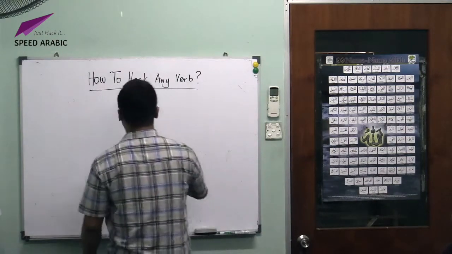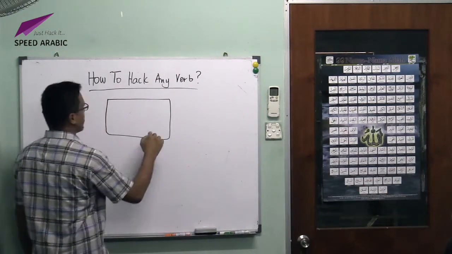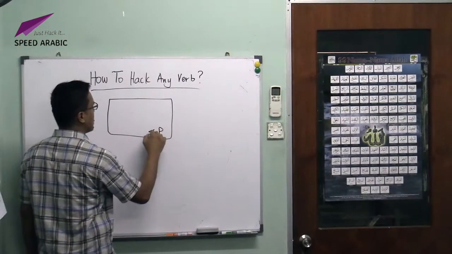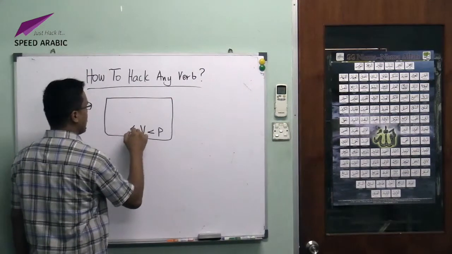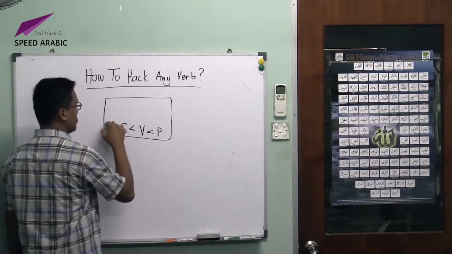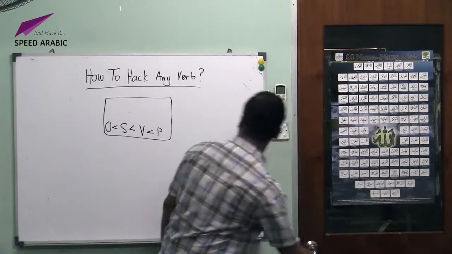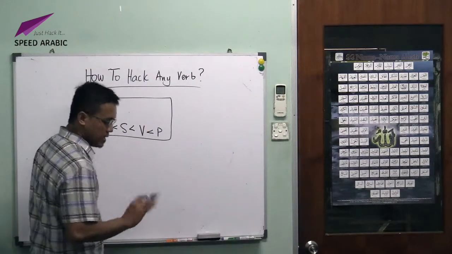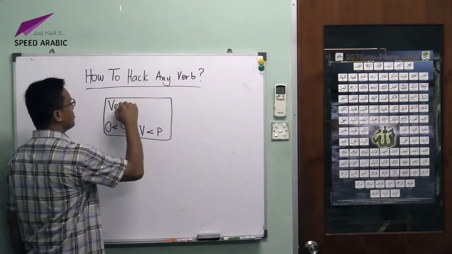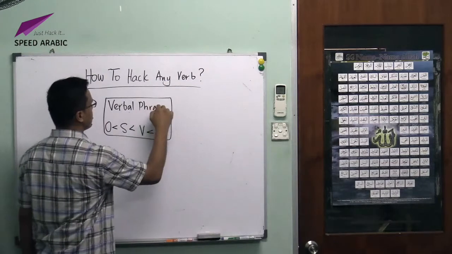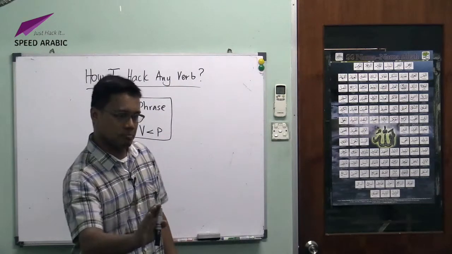I'll just write them on the board. The elements, okay, what are they? P, V, S, O. Can you see that? P V S O. Okay. So what it basically means is these are all the elements of a verbal phrase. Maknanya apa?